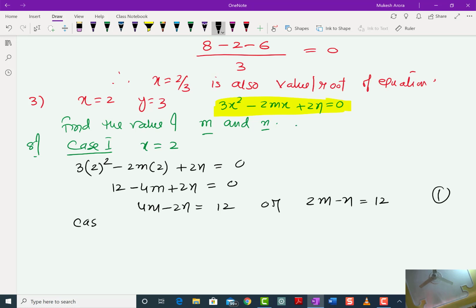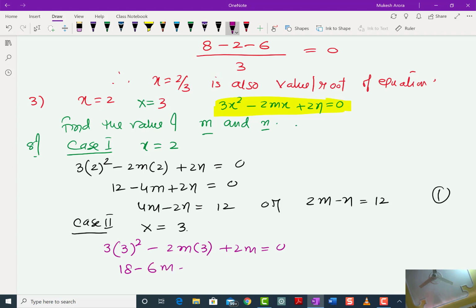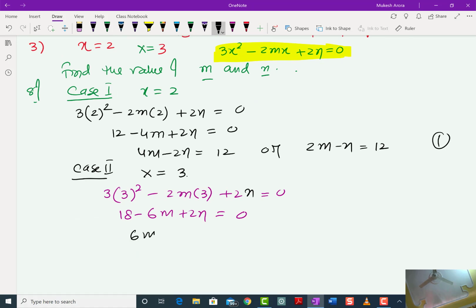Second equation will be case 2, when x is equal to 3. So substituting, 3 into 3 raised to the power 2 minus 2m into 3 plus 2n is equal to 0. 3 3 is 9. 27 minus 6m plus 2n is equal to 0. So this will be 6m minus 2n is equal to 27, or 3m minus n is equal to.